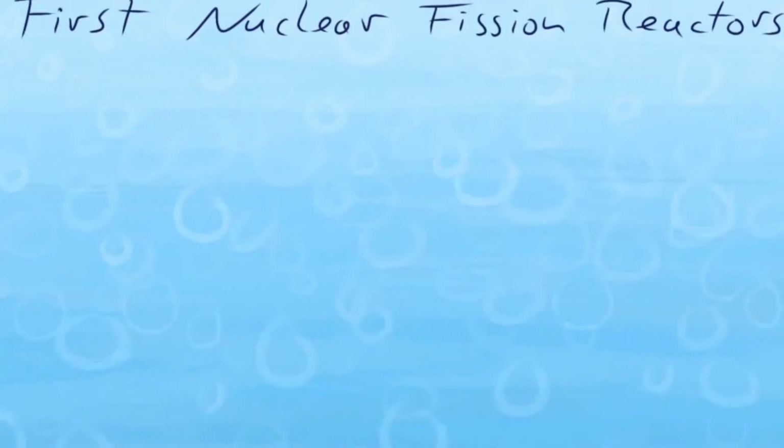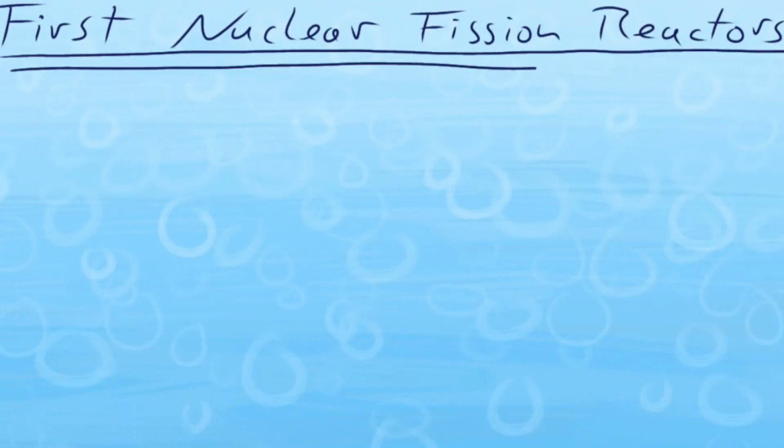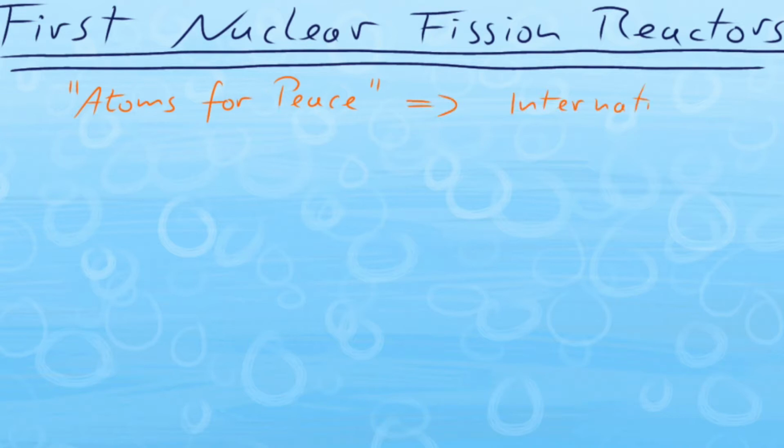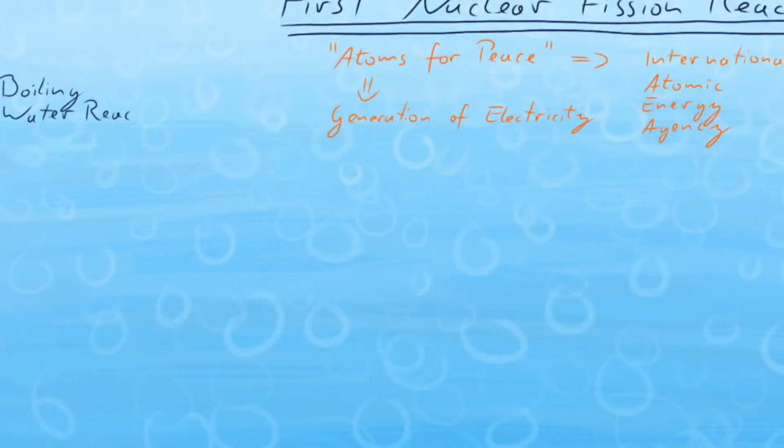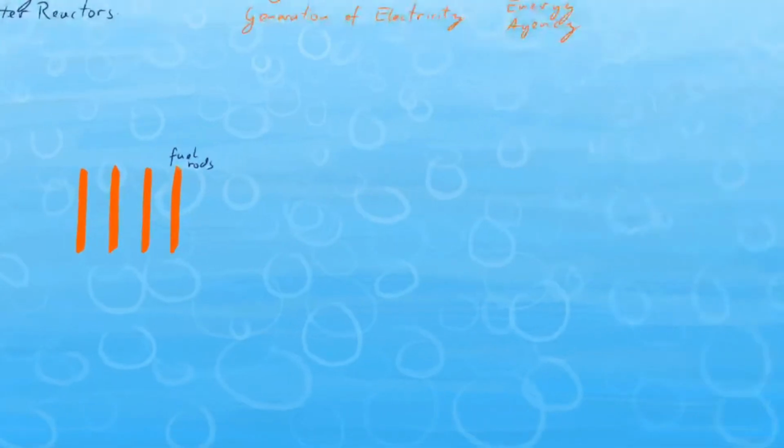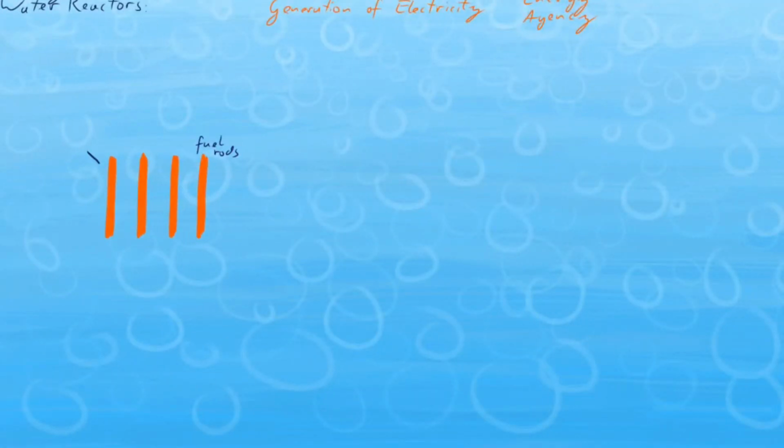In 1953, Eisenhower held his Atoms for Peace speech, in which he called for investment in civil uses of nuclear fission technology. This was followed by the founding of the IAEA and an increased interest and investment in using nuclear fission to generate electricity. In the late 50s to early 60s, the first commercial prototypes went critical, mostly using natural uranium and graphite as a moderator.